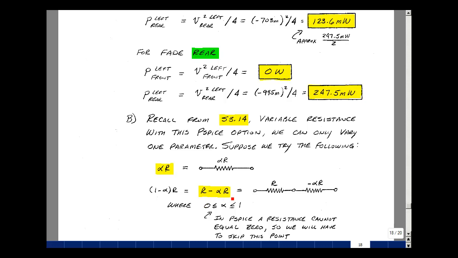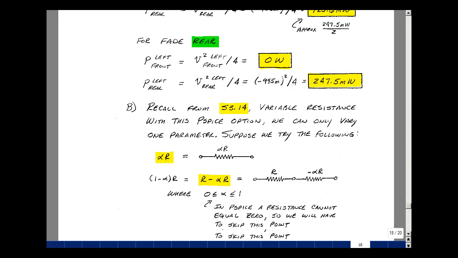So I have R minus alpha times R. So just think of that as a series combination of a positive resistor and a negative resistor. Turns out in Spice, you can actually give resistors negative values, and it'll work with that. I want to vary alpha from 0 to 1. The problem with this is that in Spice, I can't let a resistor equal 0. What I'm going to do is just leave off that 1 point of 0.